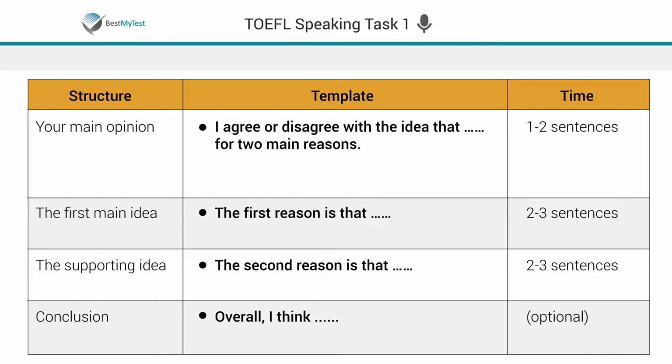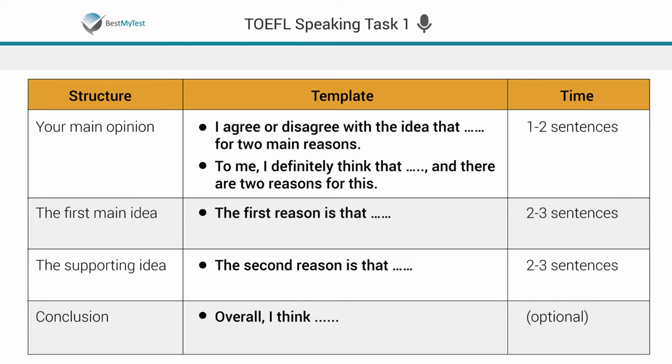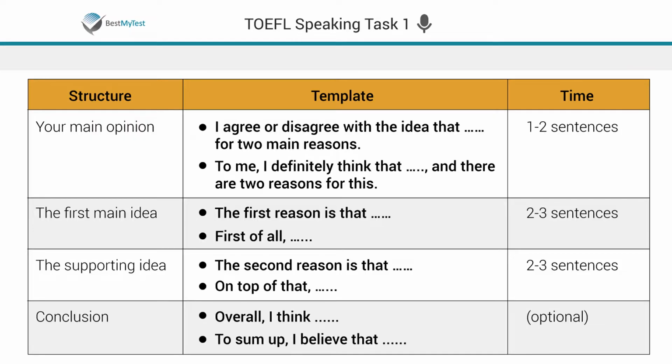Of course, this is just one way to make your answer. You can use other phrases and sentences as long as the structure is the same. For example, you might say, to me, I definitely think that daily homework is necessary for students, and there are 2 reasons for this. First of all, and here I'm going to give my first point. On top of that, and here I give my second point. And then to sum up, I believe that, and here I'm going to restate my opinion. If you can follow this structure and speak for 45 seconds with fluency, you'll usually get a good score on this task. We'll talk about the grading criteria later on in this video.